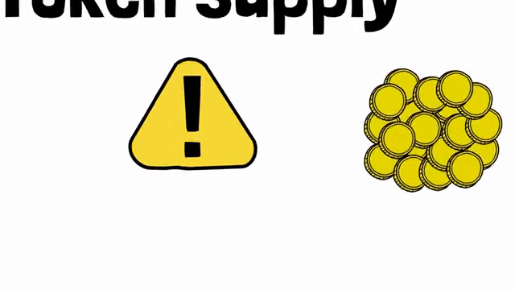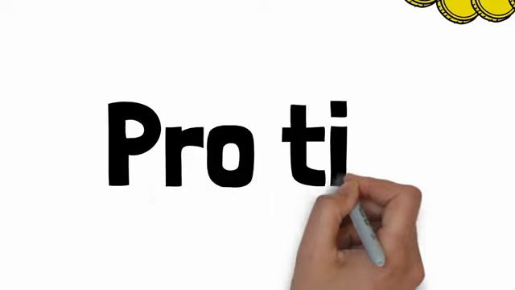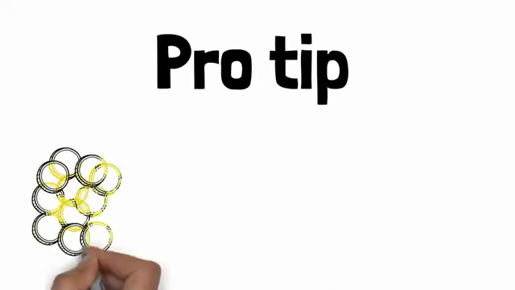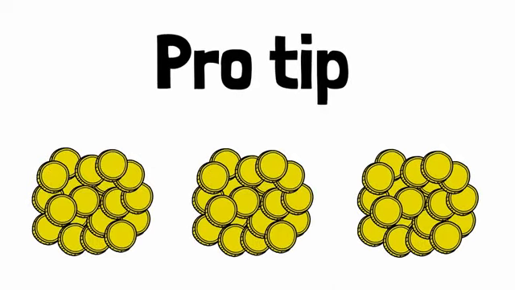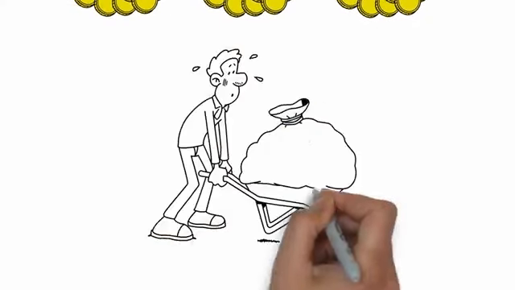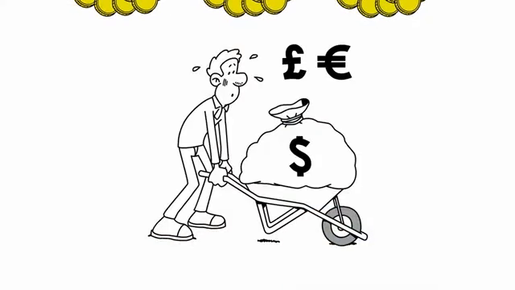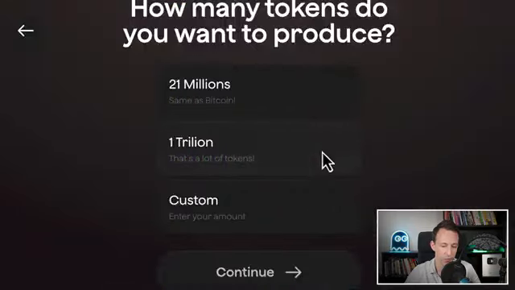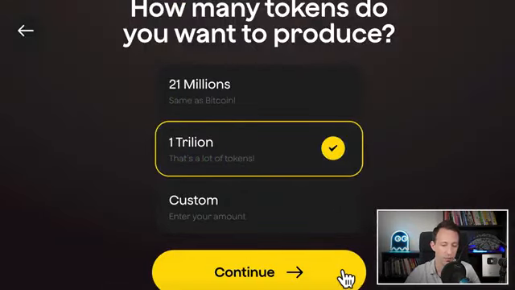This is completely arbitrary, but I'm going to give you a valuable tip. Most tokens choose a very large amount. That's because people feel rich when they hold a lot of tokens, even if the price is low. So let's pick 1 trillion and click Continue.